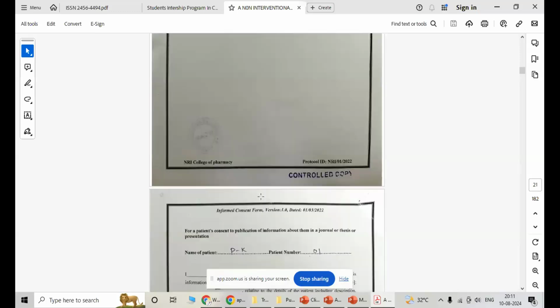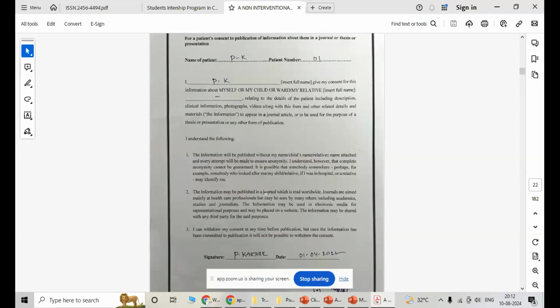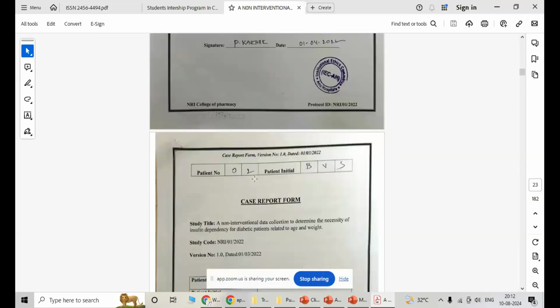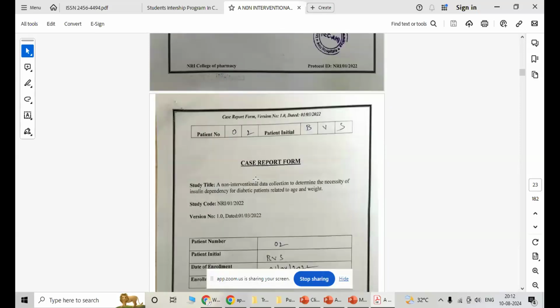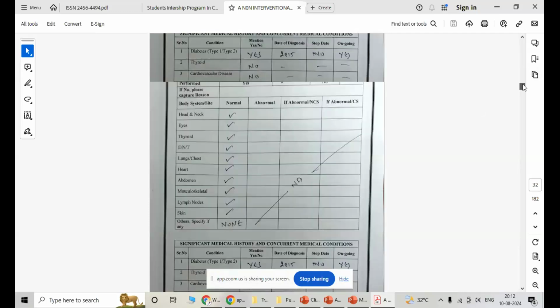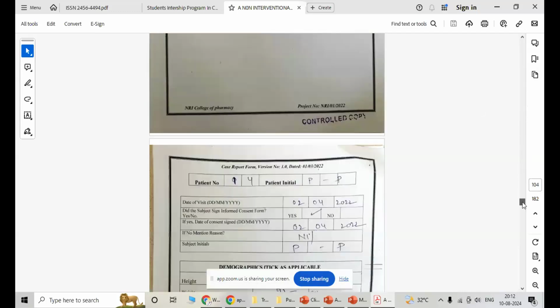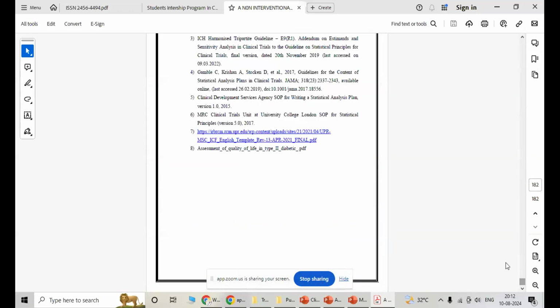This is the informed consent form, and how the informed consent form needs to be completed. It included everything, and the final data will be analyzed and reported in the form of a conclusion.